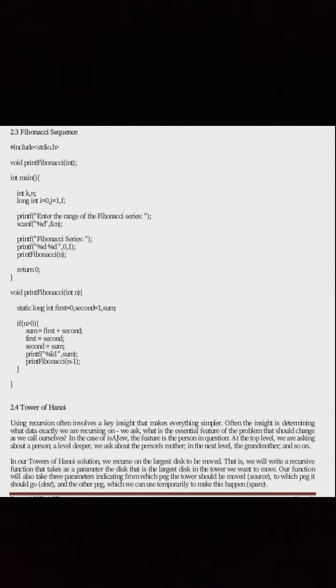In our Towers of Hanoi solution we recurse on the largest disk to be moved. That is, we will write a recursive function that takes a parameter, the disk that is the largest disk in the tower we want to move. Our function will also take 3 parameters indicating from which peg the tower should be moved, source, to which peg it should go, dest, and the other peg which we can use temporarily to make this happen, spare.